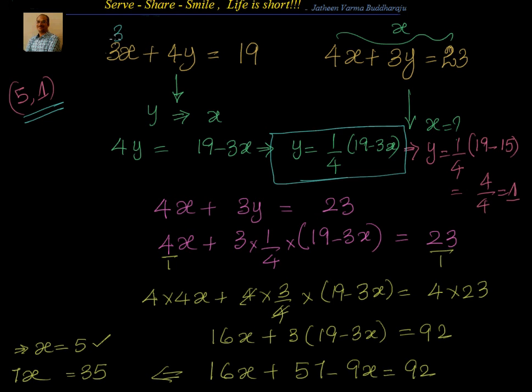That's the last step we have. 3 into 5 plus 4 into 1 is equal to 19. 3 5s are 15. 15 plus 4 is 19. 4x plus 3y is 23. 4 into 5 is 20. Plus 3 into 1 is 3. 20 plus 3 is 23. So we are good to go. So this is about the substitution method, the concept and a couple of examples.